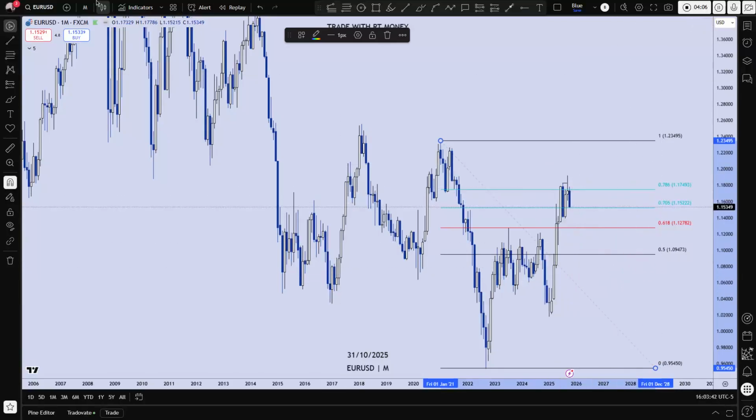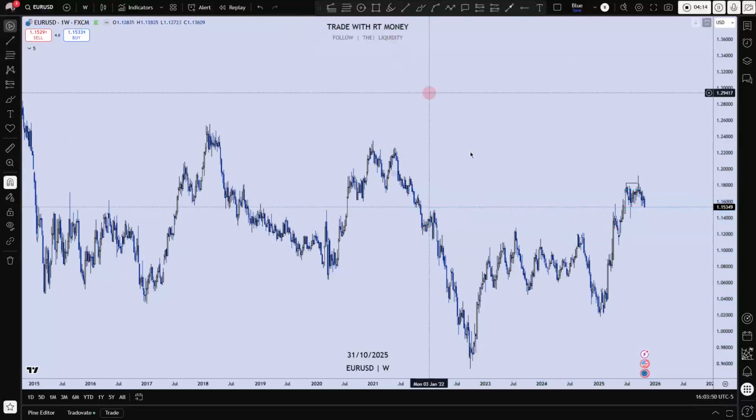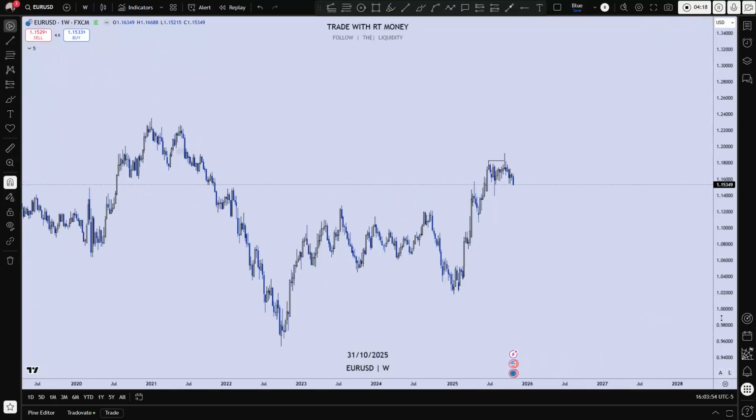All right, and if we go to the weekly, we can start to see what this week should shape out to be. Sorry for all the shifting.